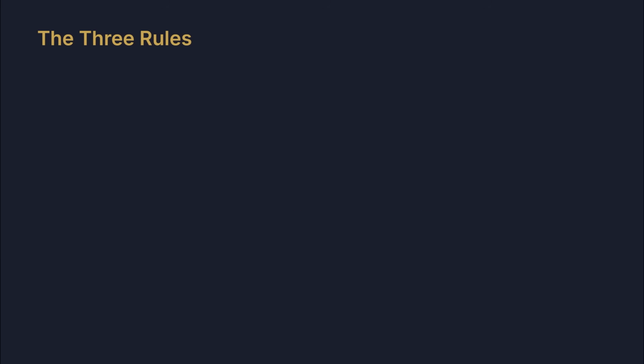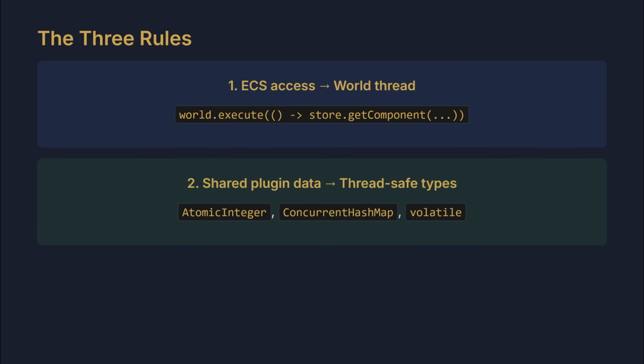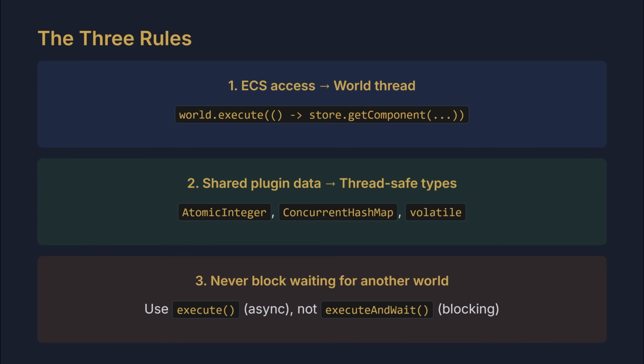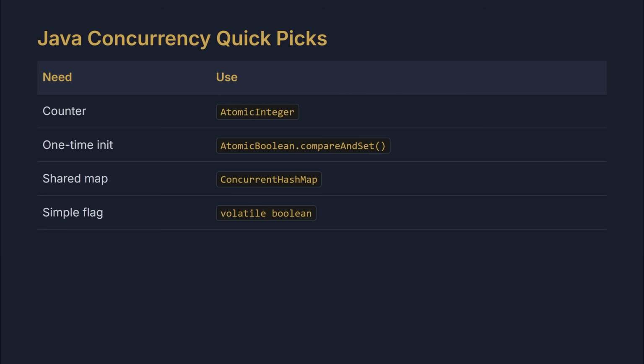So there are basically 3 rules. If you need ECS access, use a world thread. If you have shared plugin data, use thread-safe types. And never block waiting for another world. Use asynchronous methods. Here is a little cheat sheet for everything we just covered. Make a screenshot if you want. And here is a little overview for concurrency quick picks.